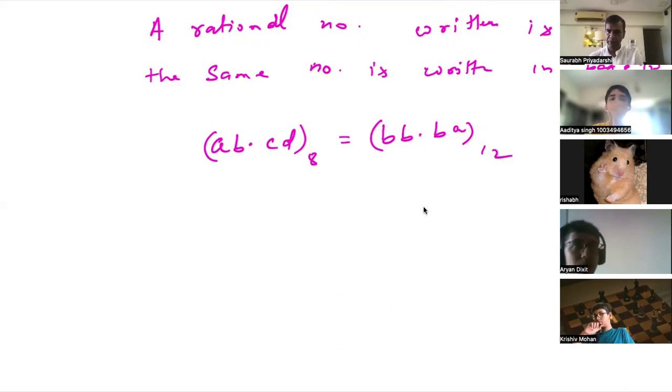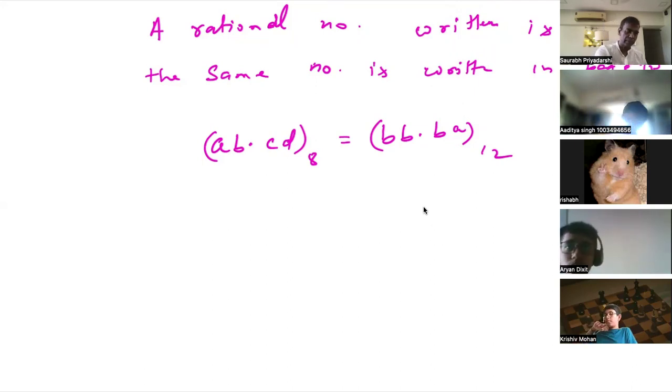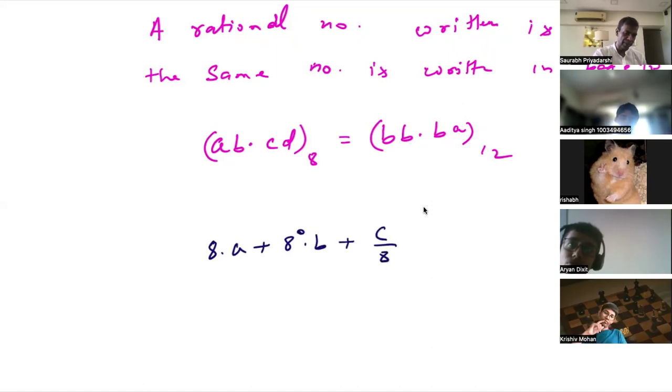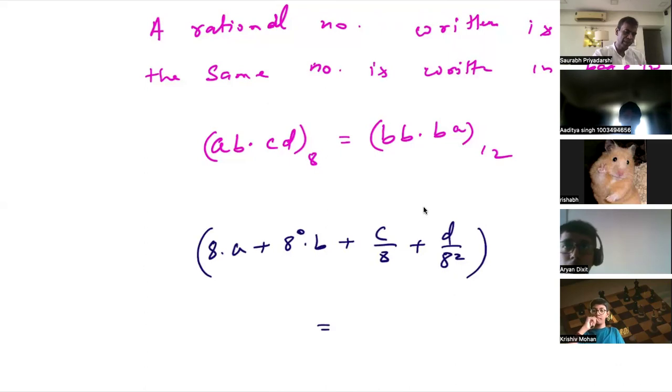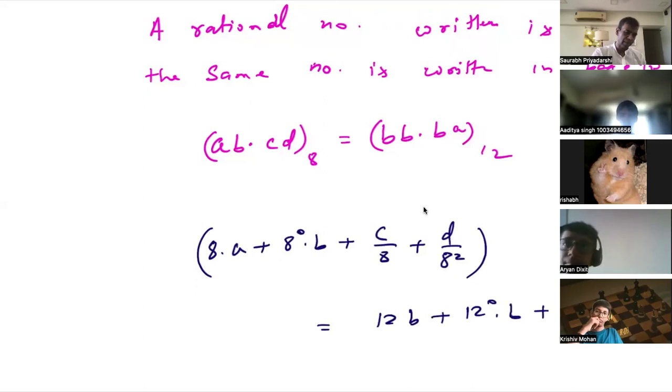May I start? AB dot CD with base 8 is equal to BB dot BA with base 12. You have to find them, where A, B, C, D are integers, right? You have to find all integers A, B, C, D. And the number AB dot CD means this is 8 into A plus 8 to the power 0 into B plus C by 8 plus D by 8 square. And that must be equal to 12B plus 12 to the power 0 into B plus B by 12 plus A by 12.